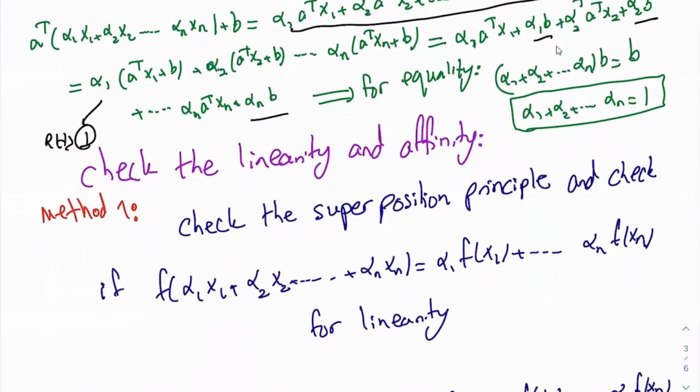Okay, now check for linearity and affinity. How do we check for that? For linearity, two ways. Check to see whether the function can be written as A transpose X, and then find the A and X to make sure that it can be written as the correct form. Or check this superposition principle that I have here, for any alpha 1, alpha 2, and alpha n. This is for linearity, it's very important.